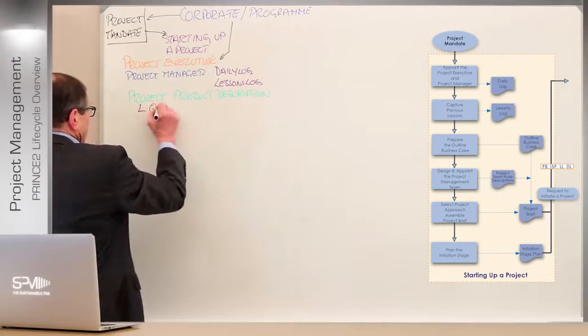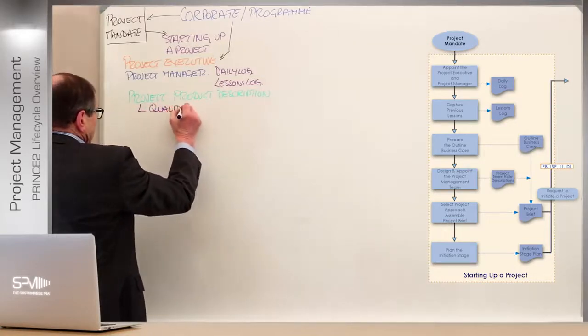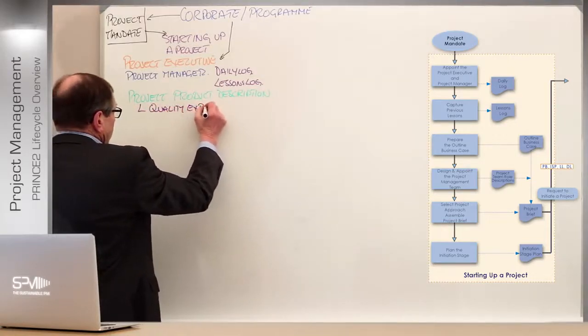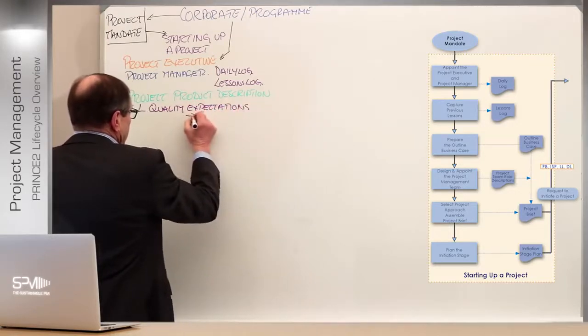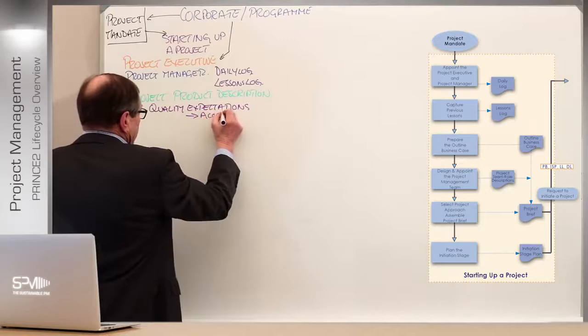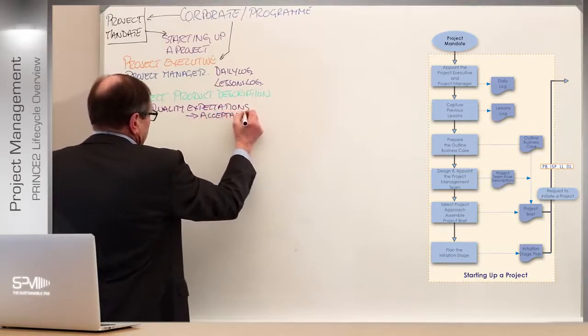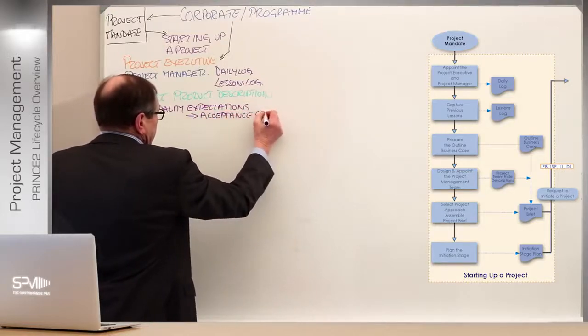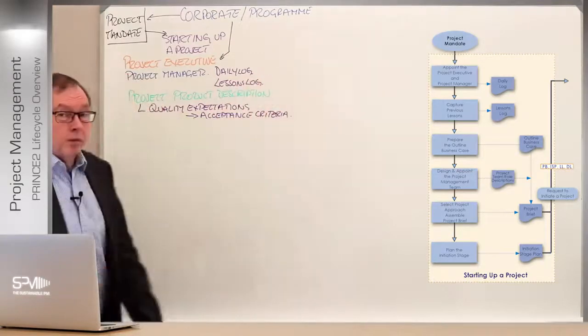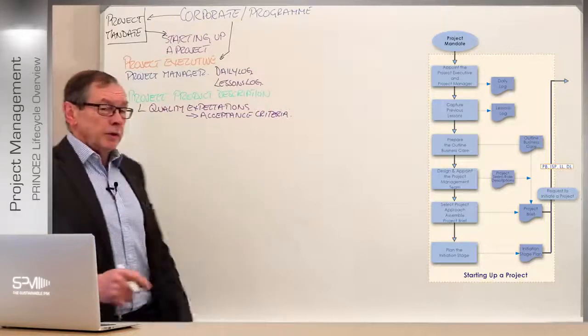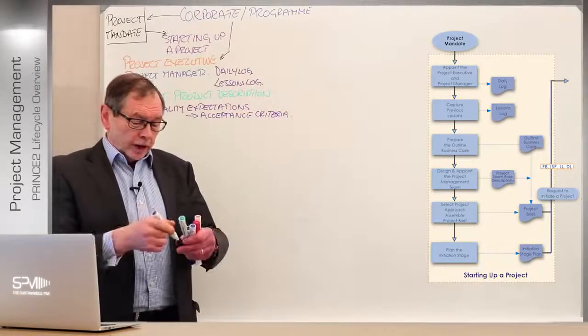And linked to that will be two important pieces of information. One will be the quality expectations of the overall solution, and linked to that will be the acceptance criteria. Right? Very important. So we know what the solution is going to be from a quality point of view and how we're going to accept that.